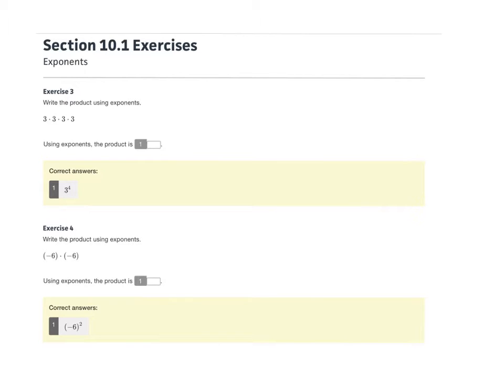Alright, so here I'm going to run down the assignment from last night and show you what the correct answers were. The first one was number 3.